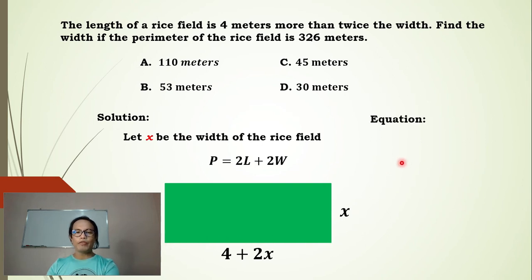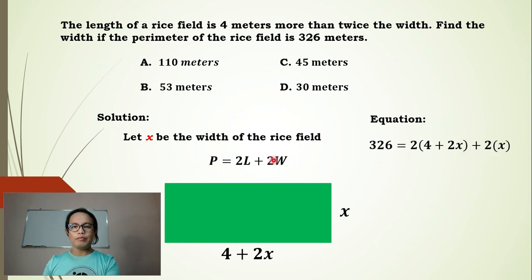Now this time, we need to use the equation P equals 2L plus 2 width. Since in the problem, we are given the perimeter of the rice field, which is 326 meters, we will substitute this value to the perimeter, which is P, in the equation. So this becomes 326 equals 2L, so we have here 2, and our length is 4 plus 2x. So this is our length, plus 2, and of course our width is x, so that's why we have here x.